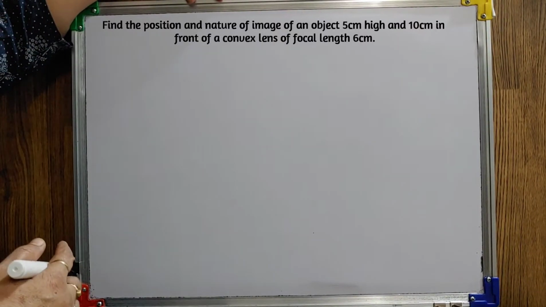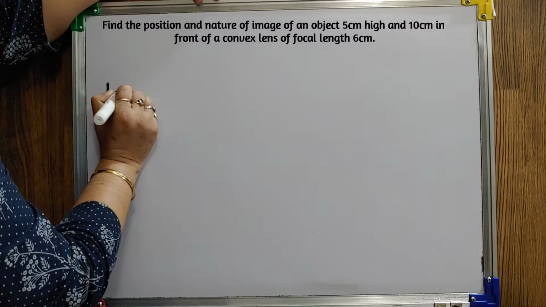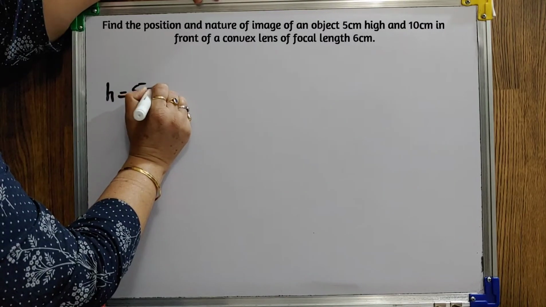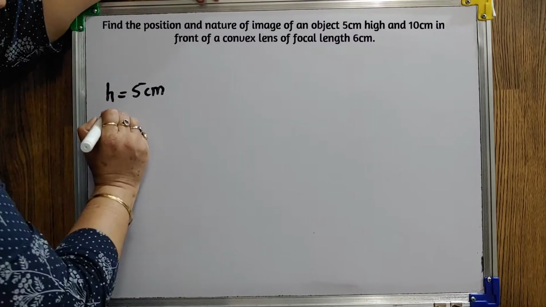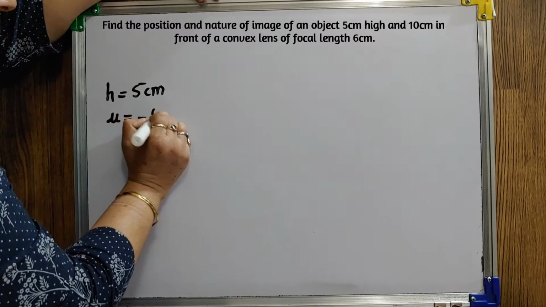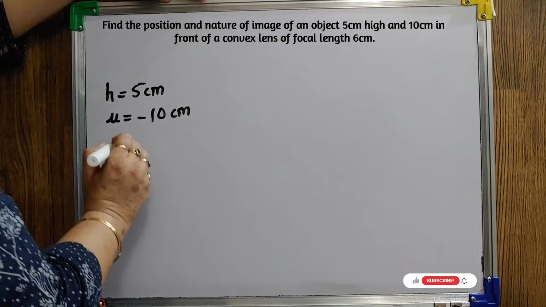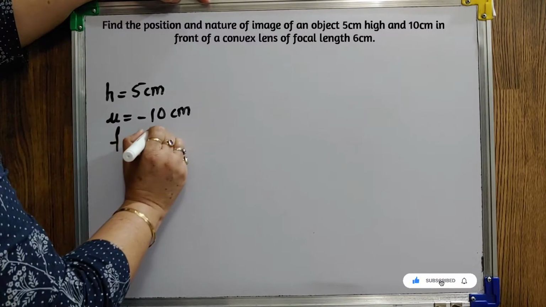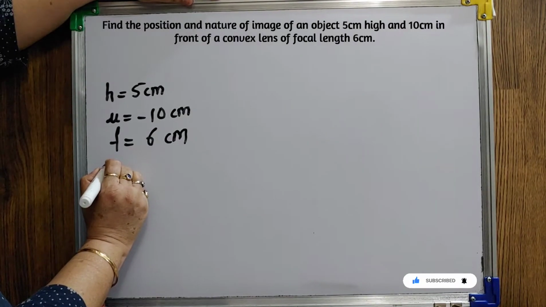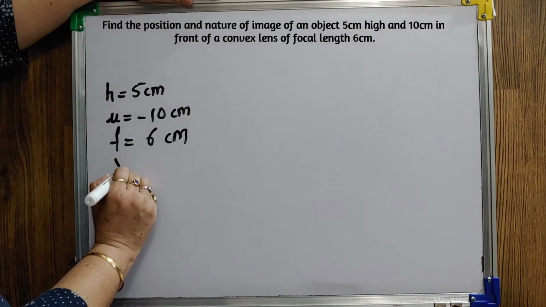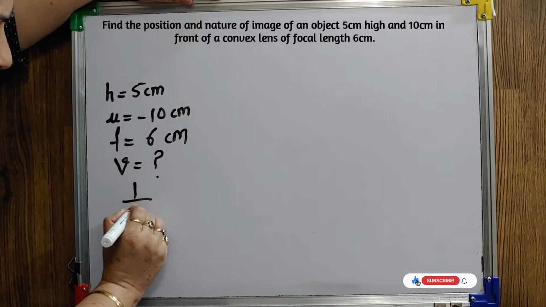You have to find the position and nature of an image of an object 5 centimeter high, placed 10 centimeter in front of a convex lens. So your height is 5 centimeter and your u is minus 10 centimeter. The convex lens focal length is 6 centimeter, which is always positive. Now you are asked to find out the position of the image and its nature. Again apply the lens formula.